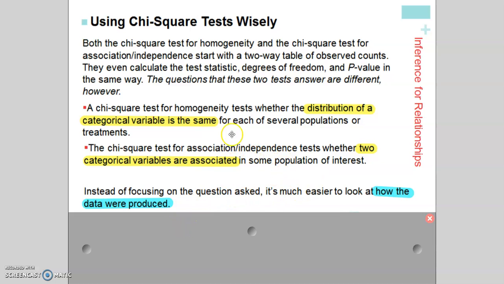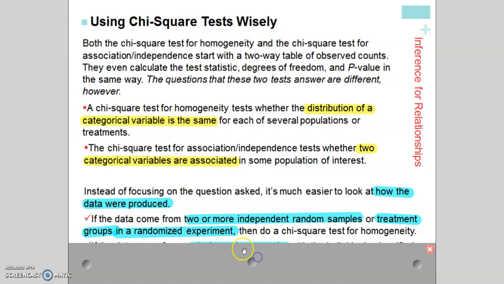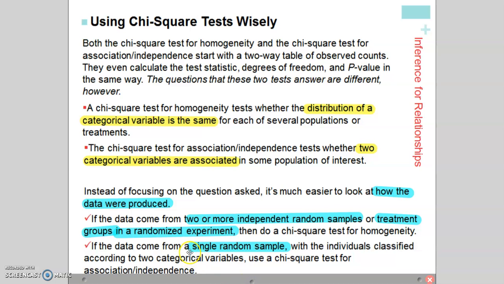So the easiest way to decide which test to use is to look at how the data were produced. So here's the rule you should use. If the data come from two or more independent random samples or treatment groups in an experiment, use the chi-square test for homogeneity. If the data come from a single random sample, that's the only time you will use a chi-square test for association independence.